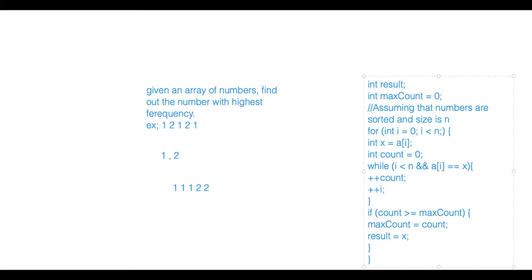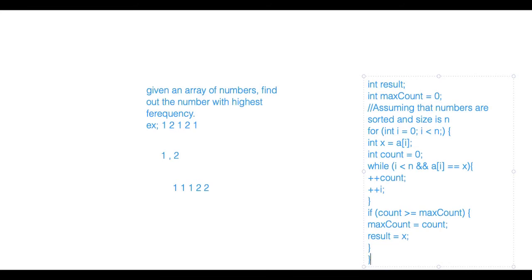Count is 1. Then i plus plus. Then a of 1 is equal to 1, right? Here a of 1 is equal to 1. So the loop will go till a of 3, and the count will be 3. At the value of a of 3, this loop will return, so count will be 3. Here the count is 3 and max count is 0, so this condition is true. So we will make our max count as 3 and the result as 1.